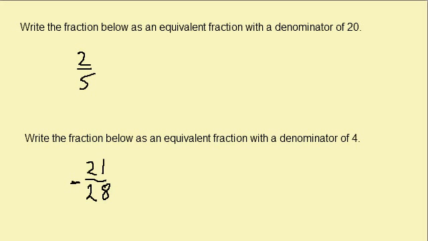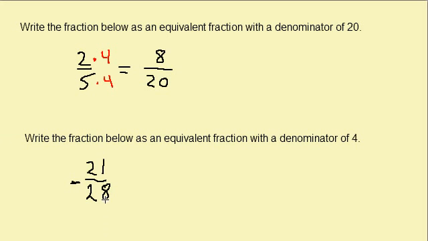And then let's look at rewriting fractions. We want to write the fraction below as an equivalent fraction with a denominator of 20. So this would equal, okay, we want the denominator to be 20. Now, what do we have to multiply to 5 to get 20? Well, that would be 4. We have to multiply the denominator by 4. So since we multiply the denominator by 4, we have to also multiply the numerator by 4. So 2 times 4 would give us 8.